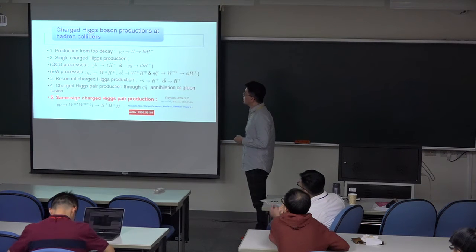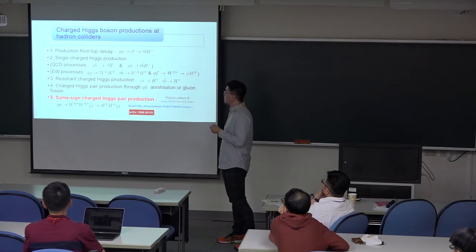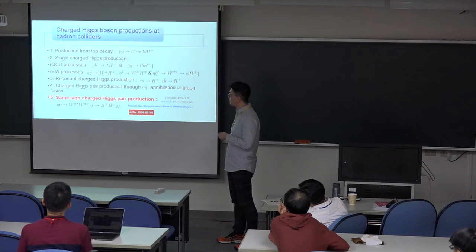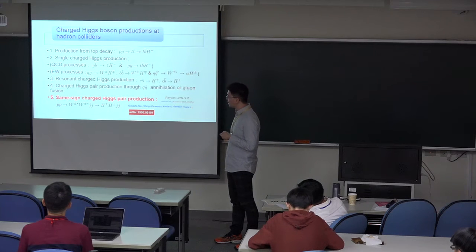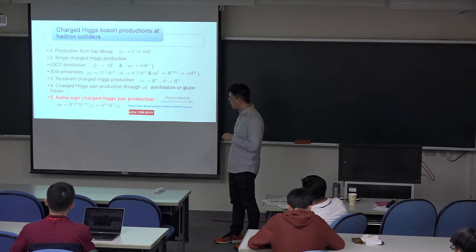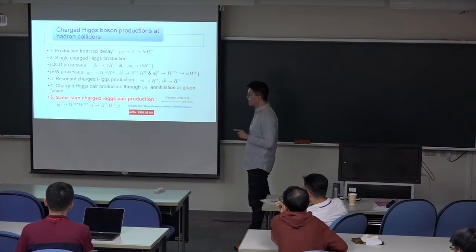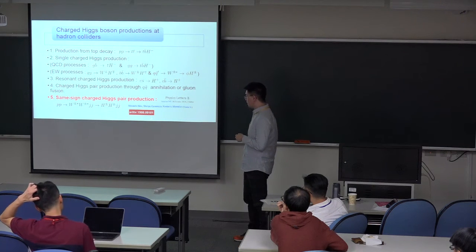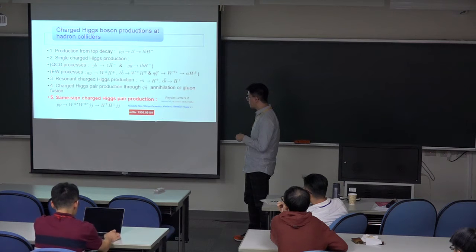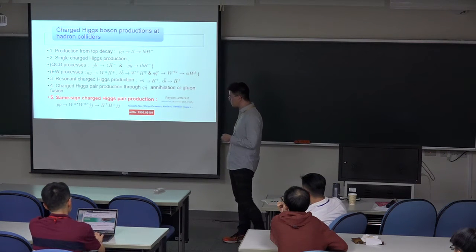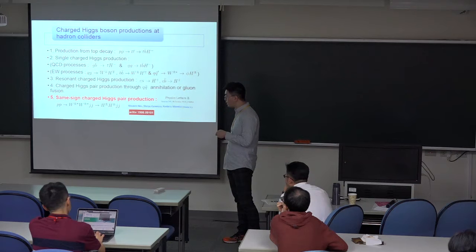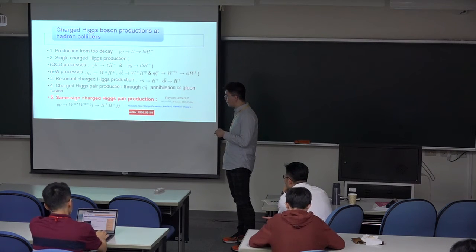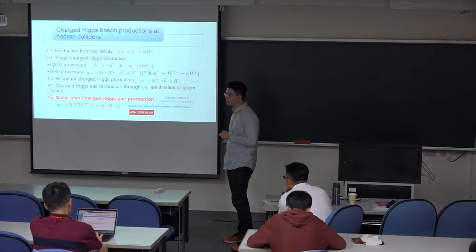Let me first review the charged Higgs boson production modes. There are various production modes at the LHC, and in this talk I especially focus on the fifth one, the scalar charged Higgs boson production. This channel is very new. It was proposed by Professor Shinya Kanemura's group this June. This process proceeds from vector boson fusion with a W+, W-, with two forward jets, and the final state will be two scalar charged Higgs with two forward jets.